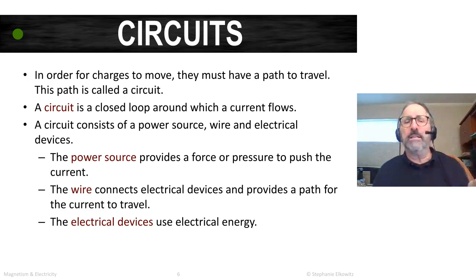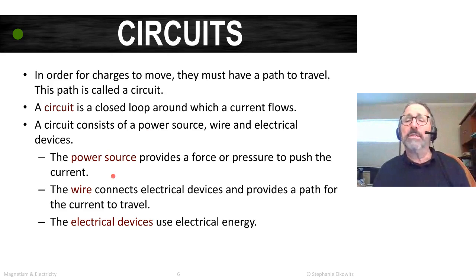A circuit is a loop where the flow of electricity goes. So think about the race circuit. A race circuit goes around in a circle. Okay, so this is what a circuit is. It's a loop. It consists of a power source like a battery or plugging into the wall, wire, okay, we need a conductor, and an electrical device like a light bulb.